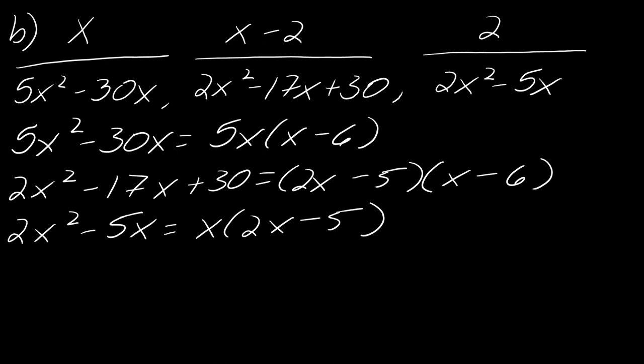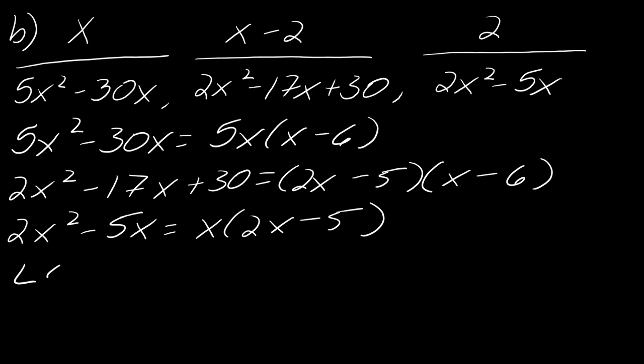Okay, so these were a little harder to factor, I think, in some ways, or maybe they mess with your brain a little. They kind of mess with my brain. But for this first one, I can factor out a GCF of 5x, so then this will be x minus 6. This is slightly harder to factor, and it factors 2x minus 5, x minus 6. And then the last one, I can factor out just x, and that becomes 2x minus 5.